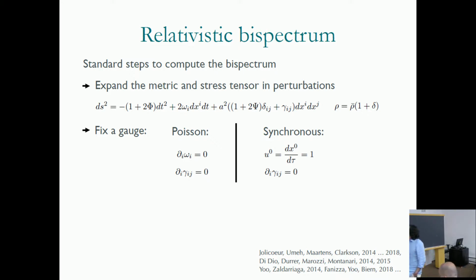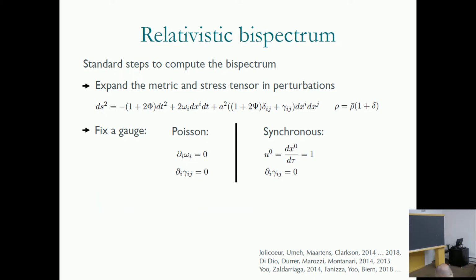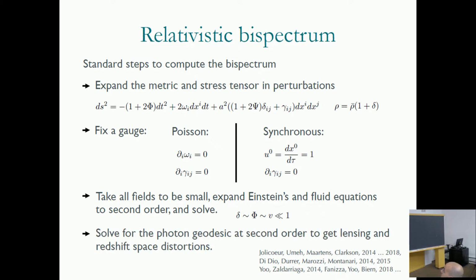And there are arguments to say that this gauge is more useful for describing biasing. So you fix a gauge. And the third step is that you take all the fluctuations to be small, and you simply solve your Einstein and fluid equations to second order. So that's what you do. And to finish, you have to solve for the photon geodesic at second order to get lensing and redshift space distortions, plus their relativistic counterparts and generalizations.